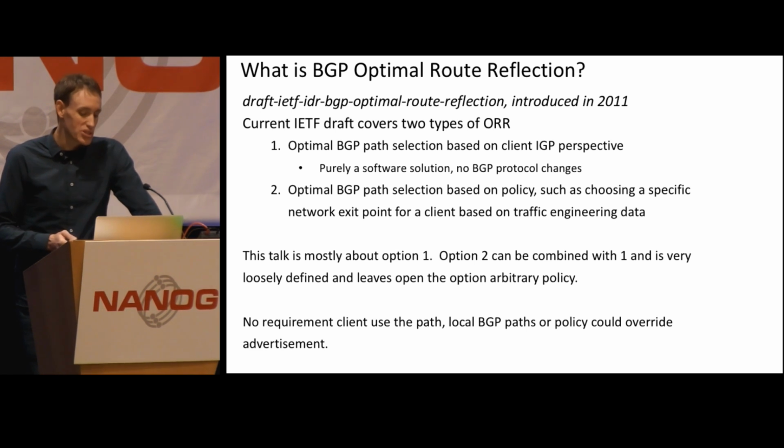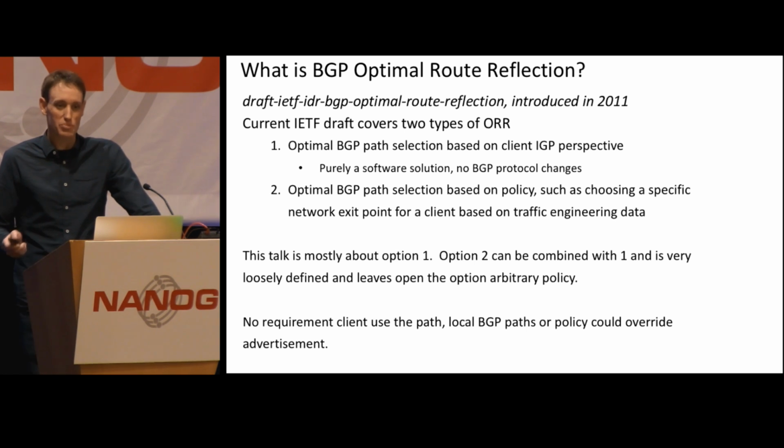Just like any route reflection, there's no requirement that the client actually use the path that it's reflecting. In the first example I gave, if that client had a connection locally to the peering router, it would just have used that path instead. So there's no requirement that it use that path, although people are looking into ways to force the client to use that path, but that gets much more into BGP programmability and network programmability. Today, it's just purely a route reflection function.